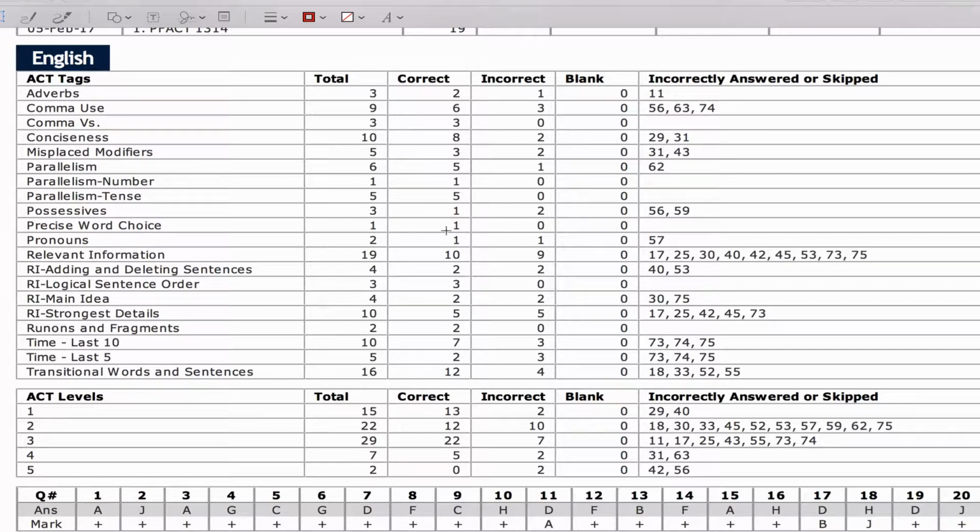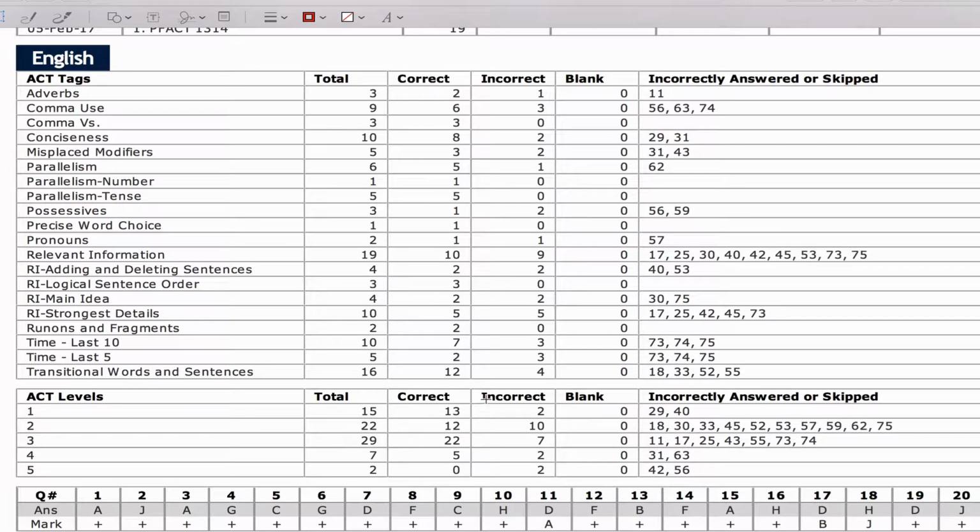But if I had to pick out where this child was weakest, it would be in relevant information. And he knows what that means, he or she knows. And in particular, the strongest detail. It's a specific question type where they ask, should we add this detail? Which detail would be the strongest additional detail to put into this passage? And he got these 5 questions wrong. Should go back and check them out.